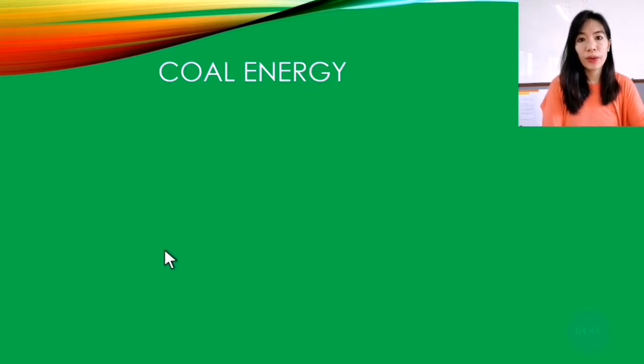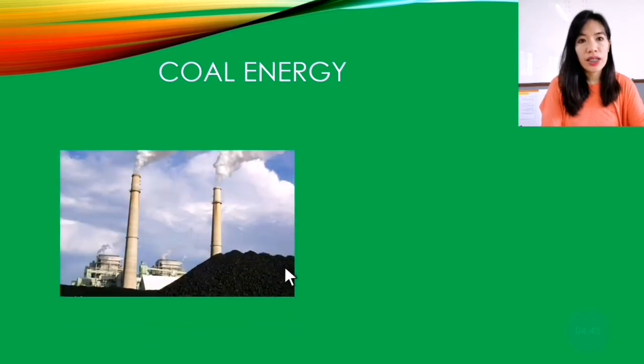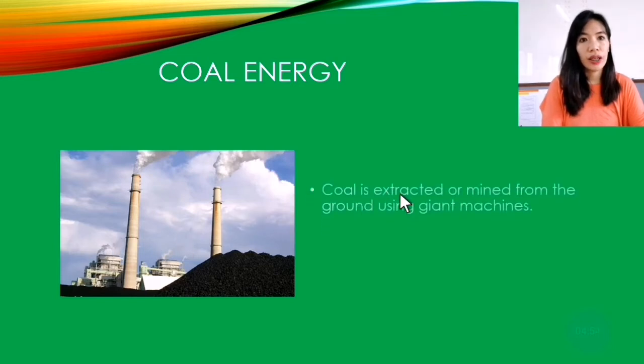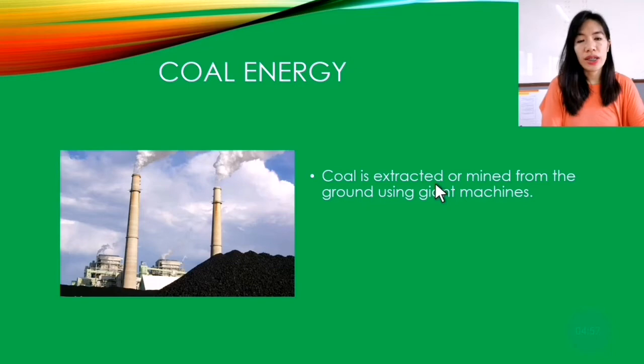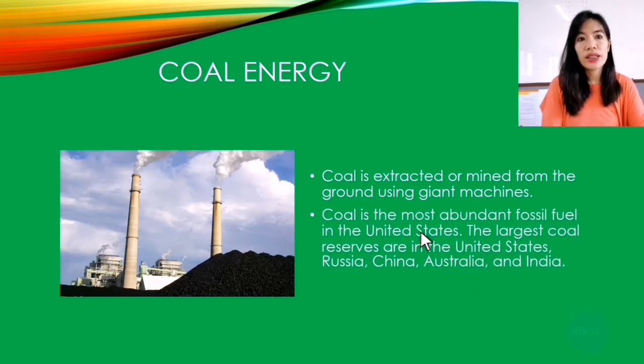Next, coal energy. What is coal energy? You have here the coals, and this is the plant. Coal is extracted or mined from the ground using giant machines. You cannot do that with your bare hands; you need machines to get the coal. Coal is the most abundant fossil fuel in the United States. The largest coal reserves are in the United States, Russia, China, Australia, and India. That is all about coal energy.